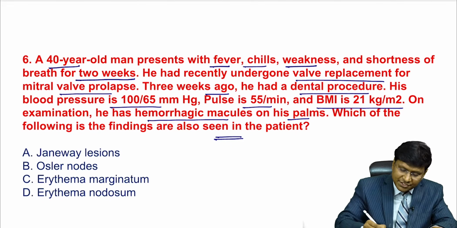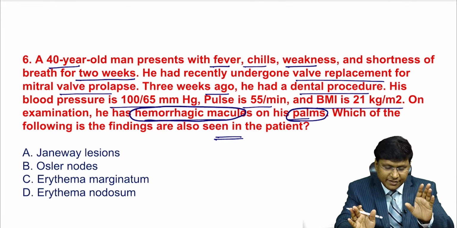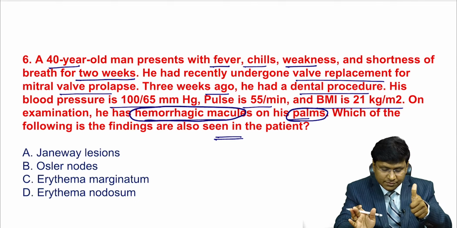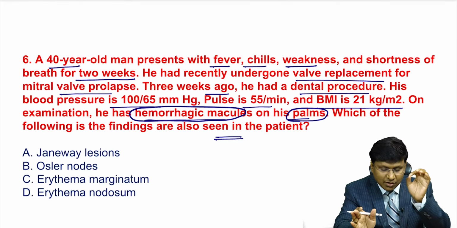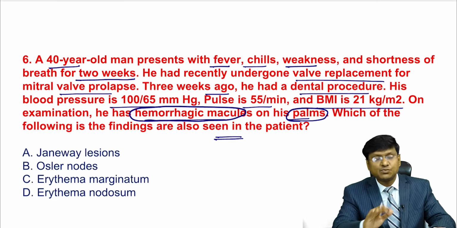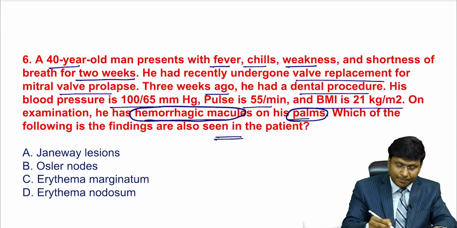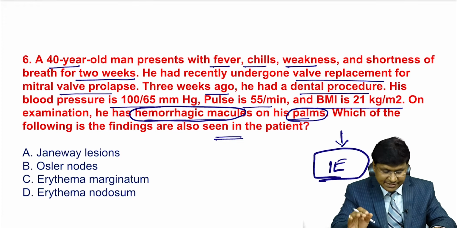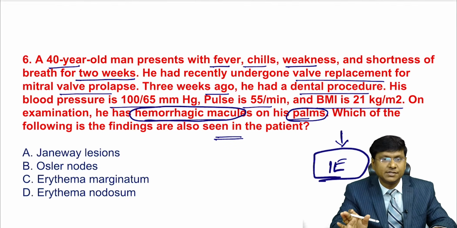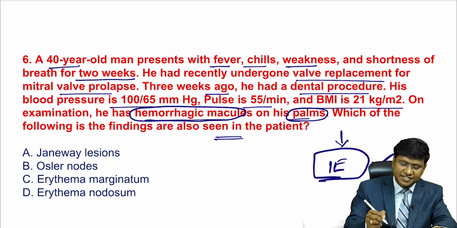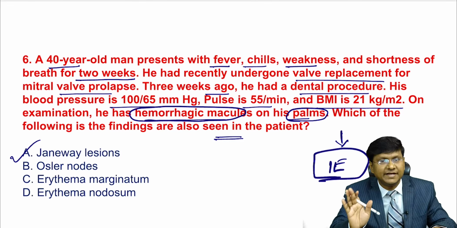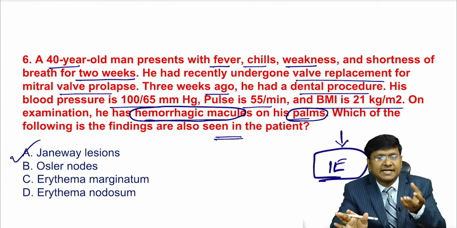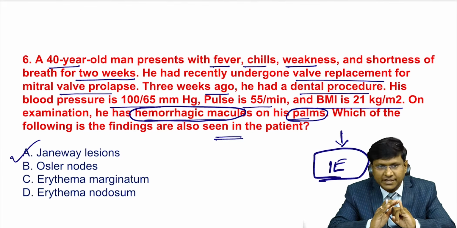Now, the patient has hemorrhagic macules on the palms. And what is the background history? The individual has fever, chills, shortness of breath for 2 weeks, and has undergone valve replacement for mitral valve prolapse, right? 3 weeks ago, he had undergone a dental procedure, and this is the manifestation right now. What is this entire picture suggestive of? The entire picture is suggestive of infective endocarditis. And secondary to infective endocarditis, the presence of hemorrhagic macules on his palms is suggestive of Janeway lesions. How do we describe these Janeway lesions? They are cutaneous manifestations of infective endocarditis.